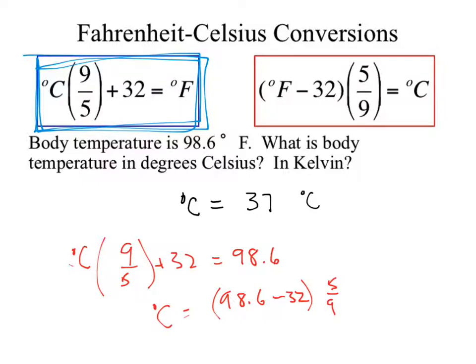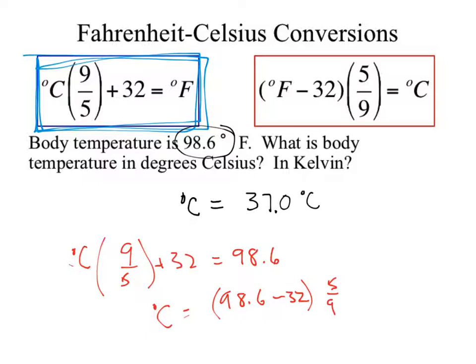Sig figs. The information given was in 3 sig figs. I need an extra decimal: 37.0. And the rest of the numbers in the conversion, it doesn't matter because it's a conversion. We're making the assumption, and it could be a very questionable assumption, that the rest of those numbers were exact.